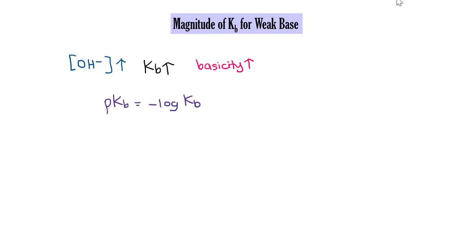Since pKb is equal to negative log Kb, the larger the value of Kb, the lower the value of pKb, thus the stronger the base.